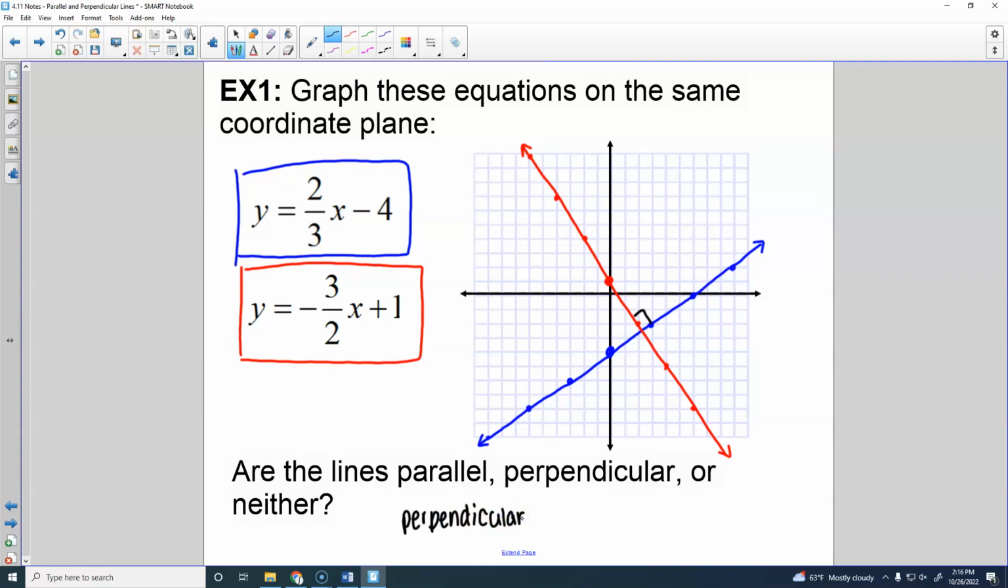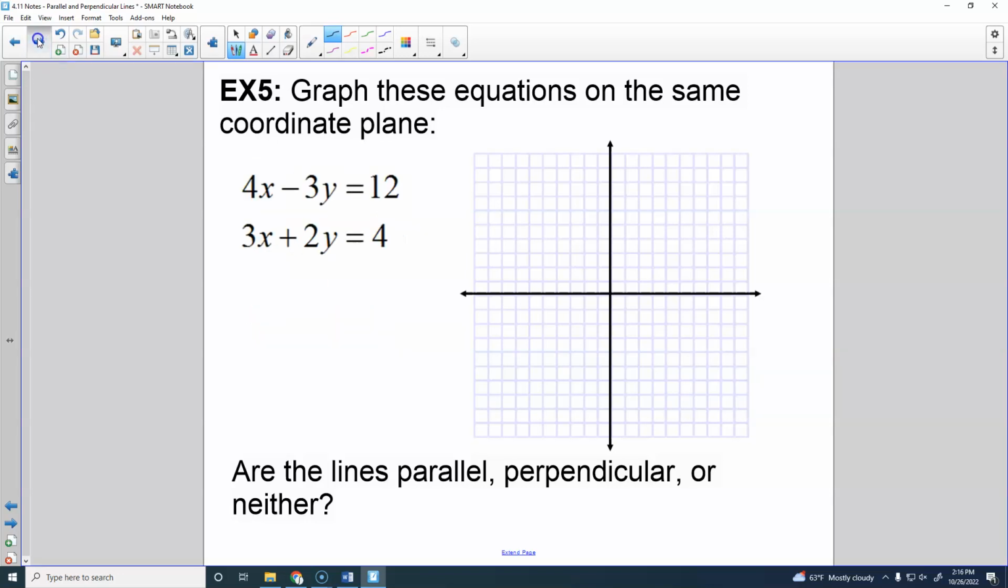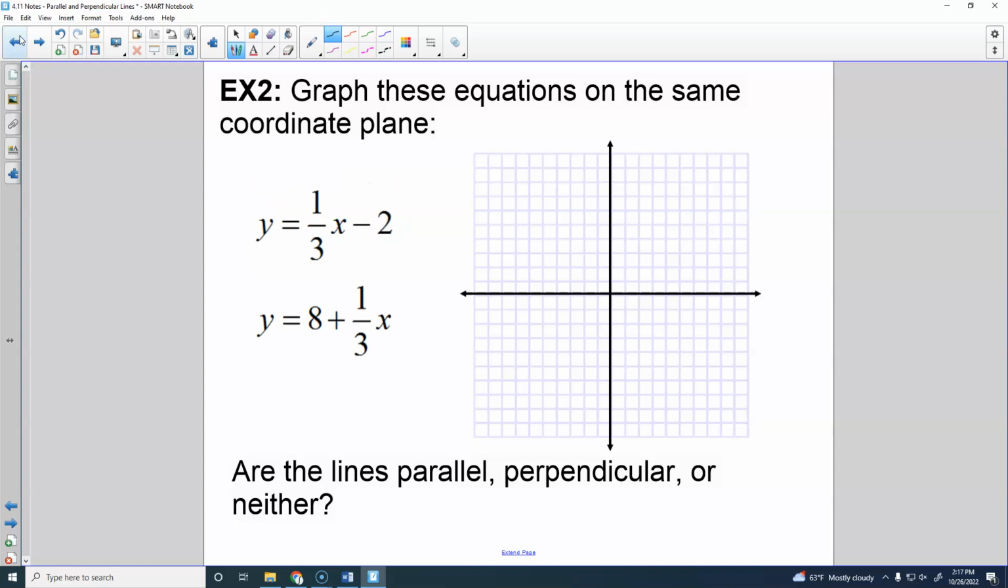Okay? So you're going to do the same thing for the rest of these. Well, we did 1. The rest of the other 7 graphs that you have, you are going to graph both of those lines and then decide if you think they're parallel, perpendicular, or neither. Okay? So go ahead and do that for me. I'm going to do mine up here, but I'm going to cut the screen off so you guys can't see.